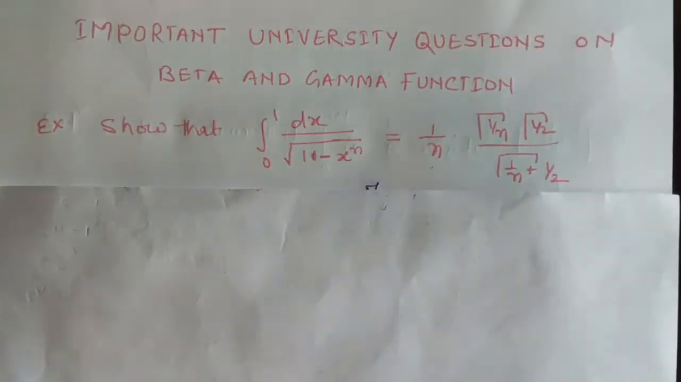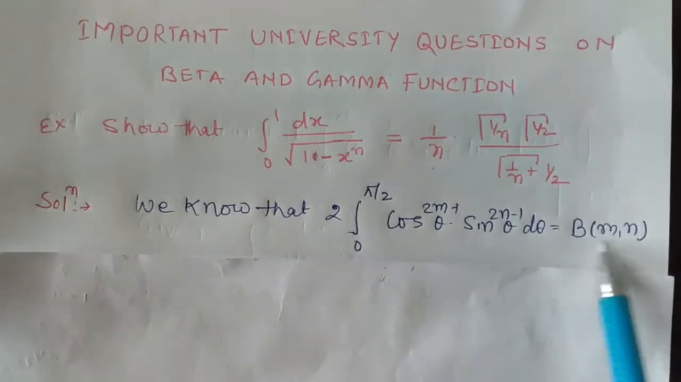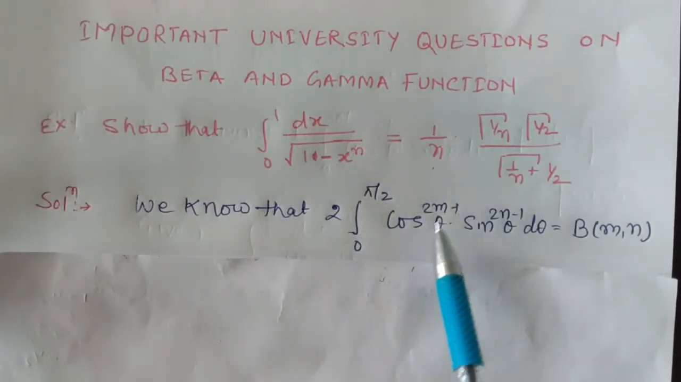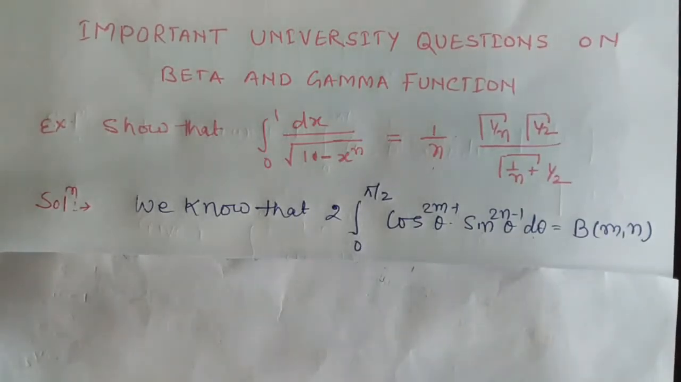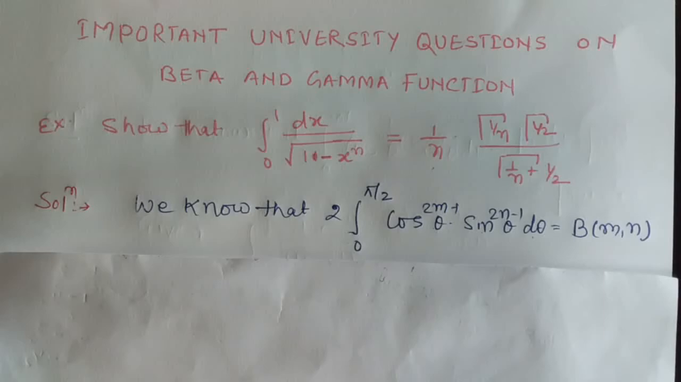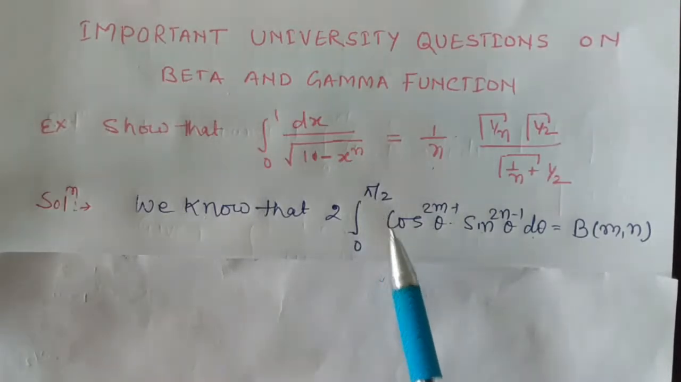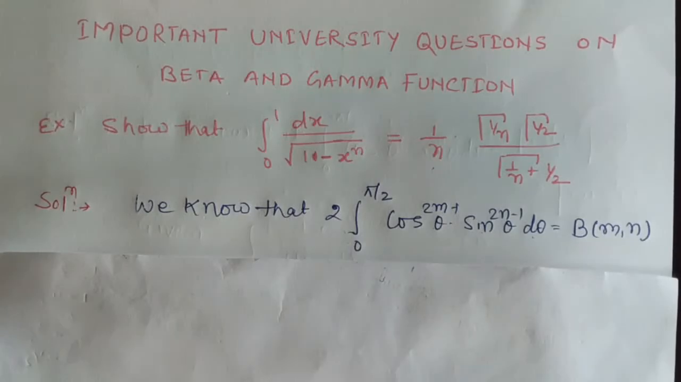To prove this result, we use the trigonometric form of beta function, which is given by beta mn equal to 2 times integral 0 to pi by 2 cos power 2m minus 1 theta into sin theta power 2n minus 1 d theta. This result we established in the properties of beta function and we called it the trigonometric form of beta function.